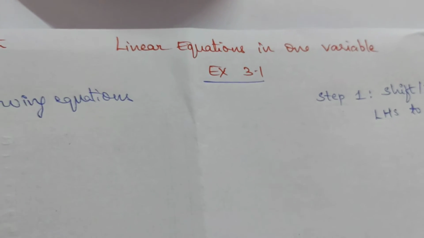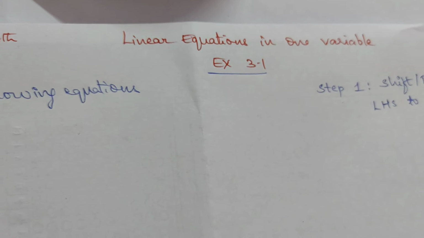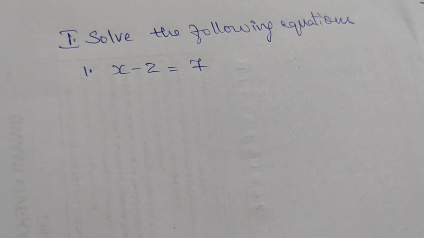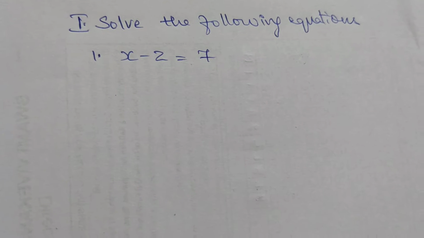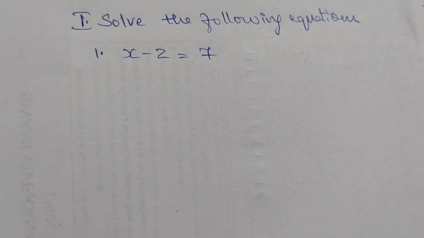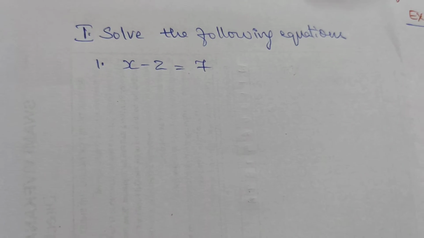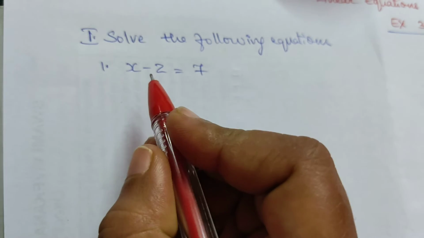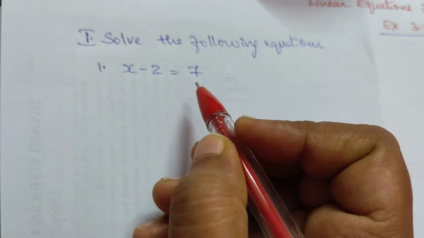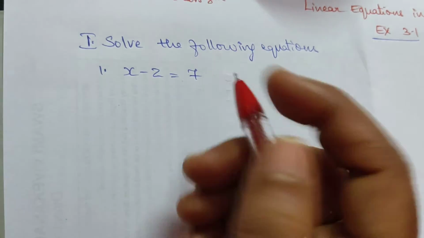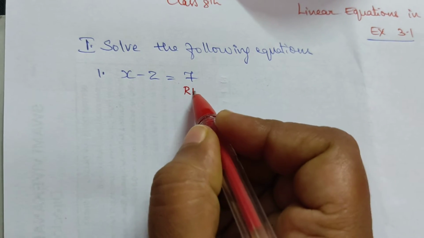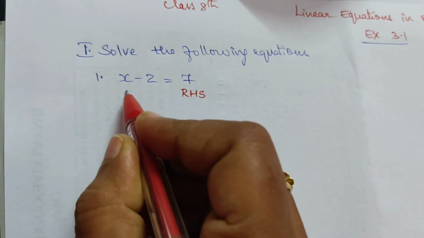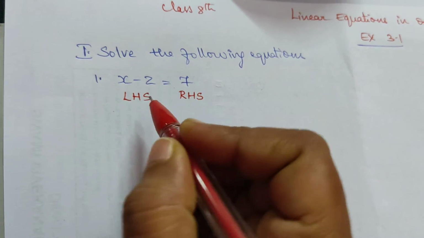So in linear equations in one variable, exercise 3.1, the first problem says x minus 2 is equal to 7. There are different ways to solve a given problem. So let us use a way which is a little simpler. So x minus 2 is equal to 7 is the expression. What do we do? The terms on the right hand side, these are called the terms on the right hand side.